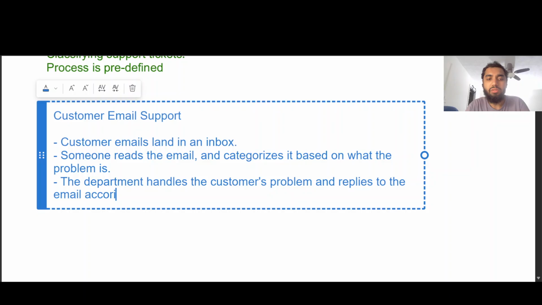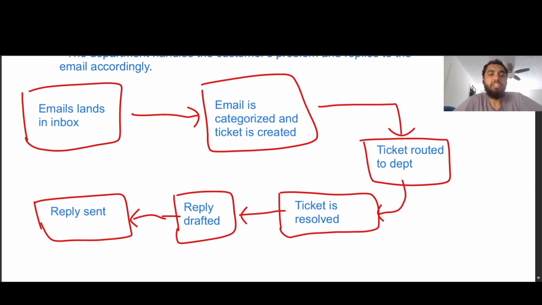So this entire thing is a business process. Now let's look at how LLMs can be applied to specific steps in this process. Let's say this is the business process. The email lands in your inbox, then it is categorized and a ticket is created. Then the ticket is routed to the specific department to handle the customer query. Then the ticket is resolved according to whatever the department's process is. Then the reply to the customer is drafted and it is sent back to the customer.